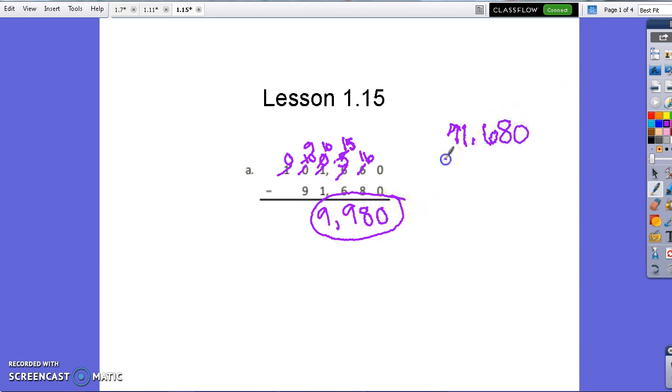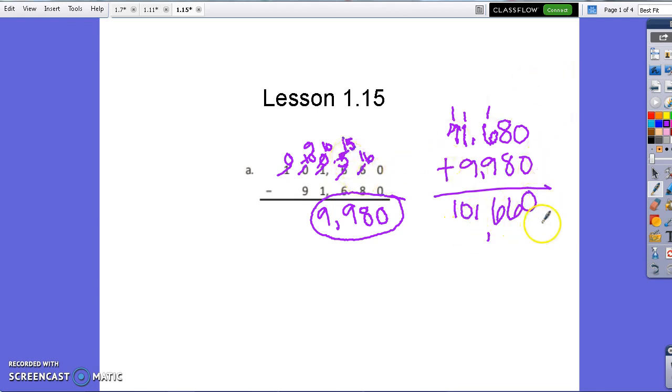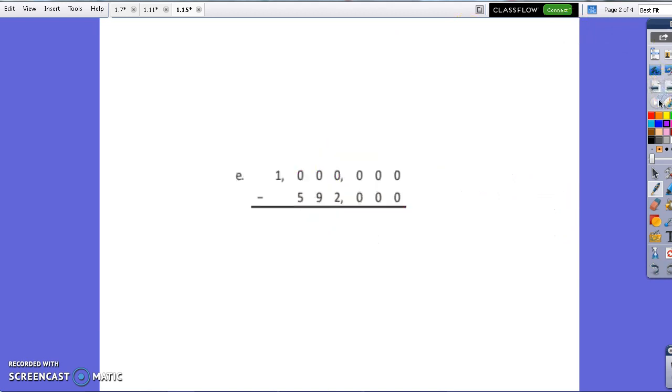680 plus 9,980. 0. 16, 11, carry the 1, and I end up with 101,660, which is what I started with. So it does check out. I did solve it correctly. So we're going to go on to the next one.